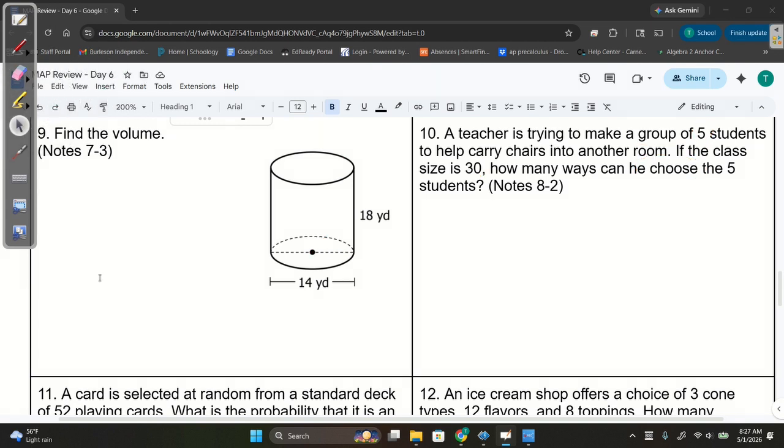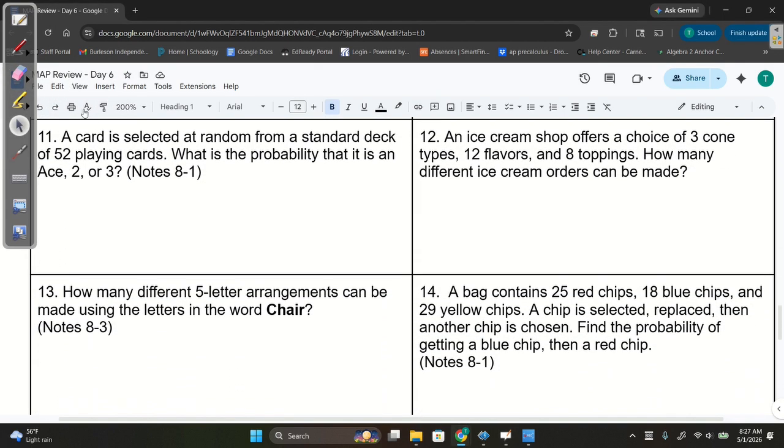Number 11. A card is selected at random from a standard deck of 52 playing cards. What's the probability it's an ace, 2, or 3? Okay, remember, probability is always a fraction. It's success over total.